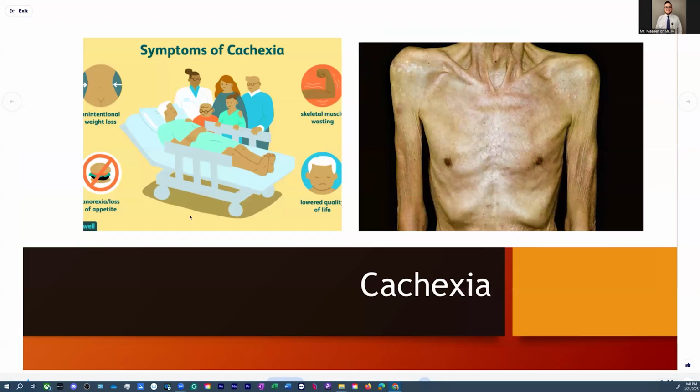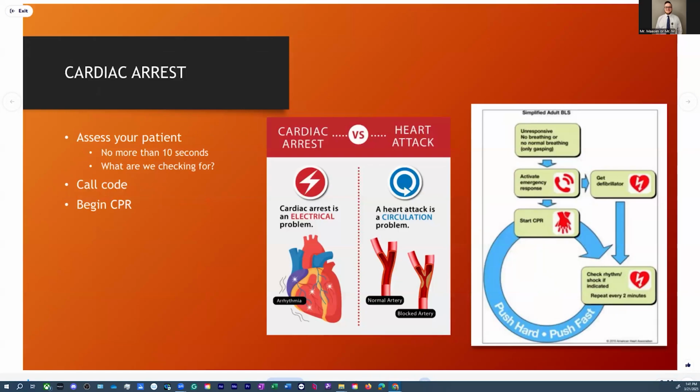And then this is cachexia. Cachexia is, again, a huge amount of weight loss, anorexia, just skeletal muscle wasting. You see this in cancer patients. You see this in heart failure patients. And then, unfortunately, eventually, if we can't get a heart transplant, it's possible for cardiac arrest.